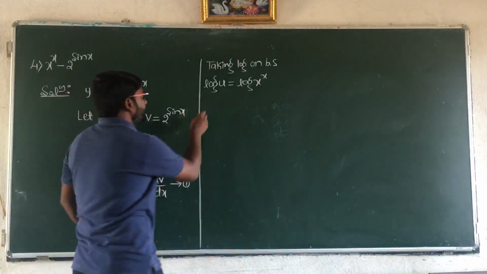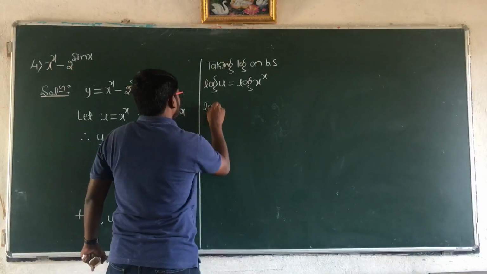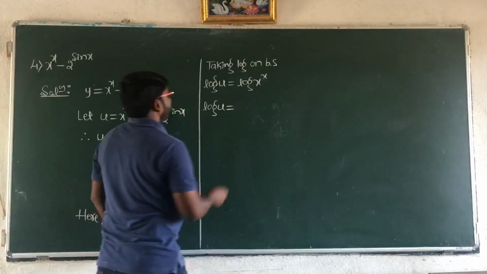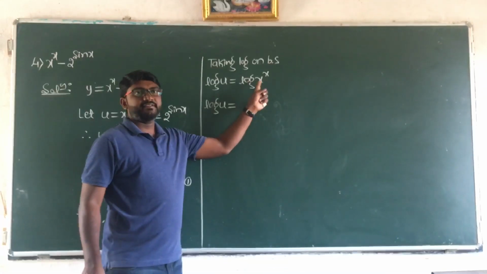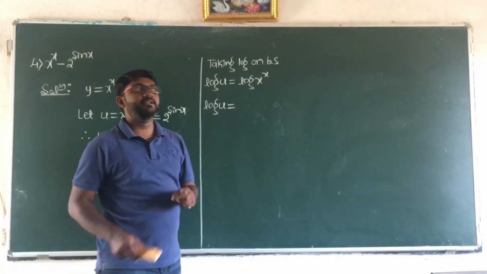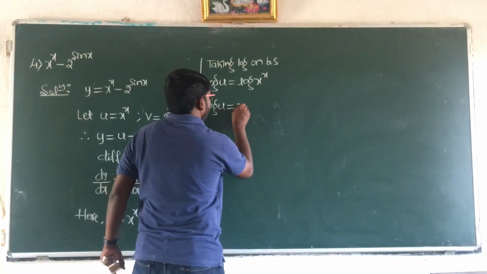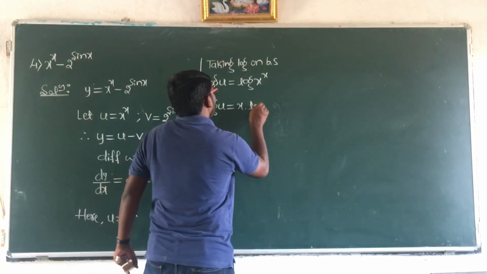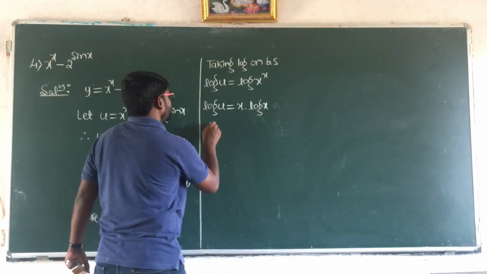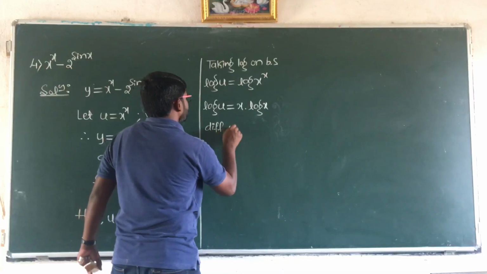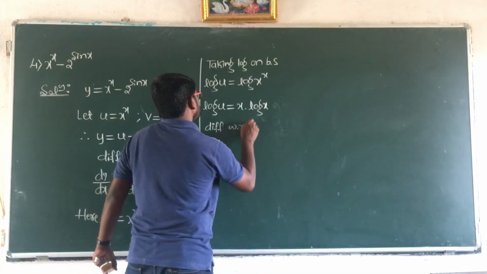So write log u as it is, which is equal to, it is in the form of log x raised to n, which is equal to n log x. So now x into log x. Now we have to differentiate with respect to x.